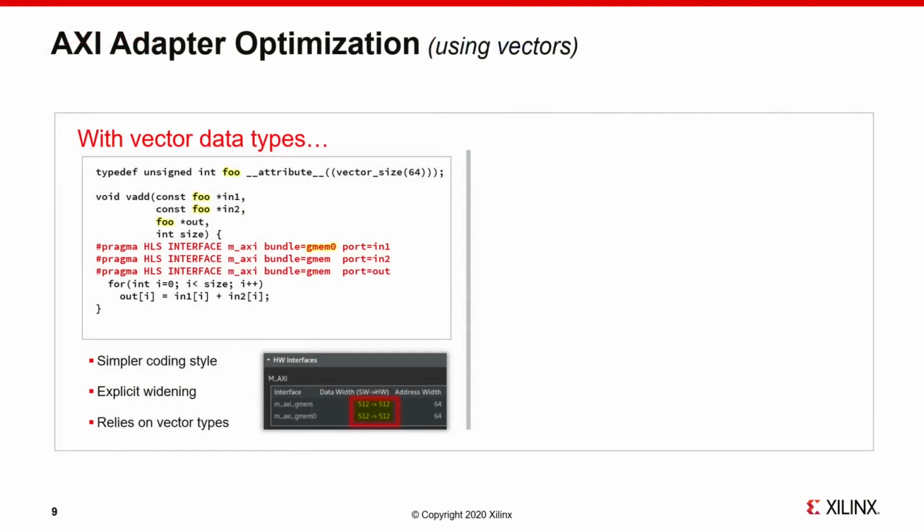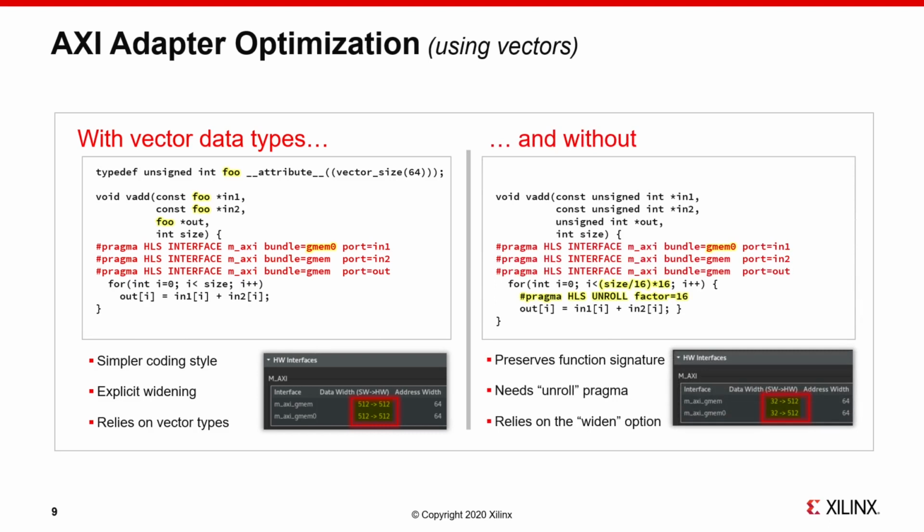Alternatively, note that we could also use the new vector data types introduced in Vitis HLS 2020.2 to explicitly control the widening of the ports on kernels. This variant would also be applicable to the Vitis HLS IP Vivado flow. On this slide, you can see side by side the differences in coding style between using vector data types versus relying on the widen option of Vitis HLS.